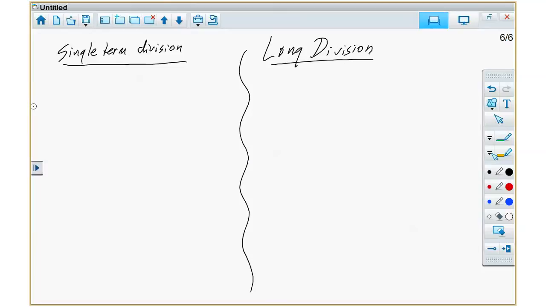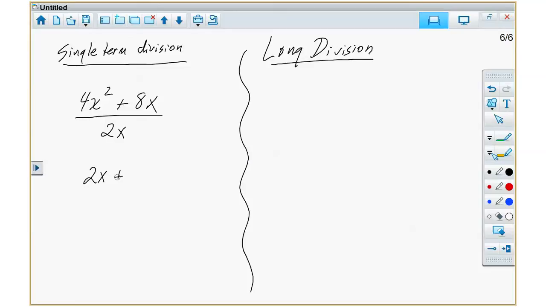Single term division is this. 4x squared plus 8x over 2x. That's single term division. Kind of like factoring, you just divide. 4x squared divided by 2x is what?